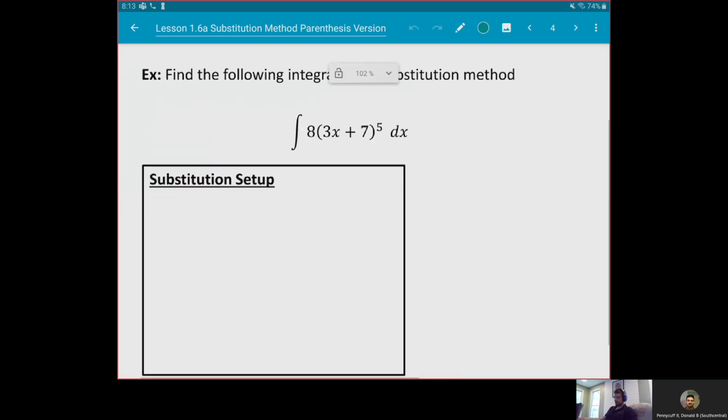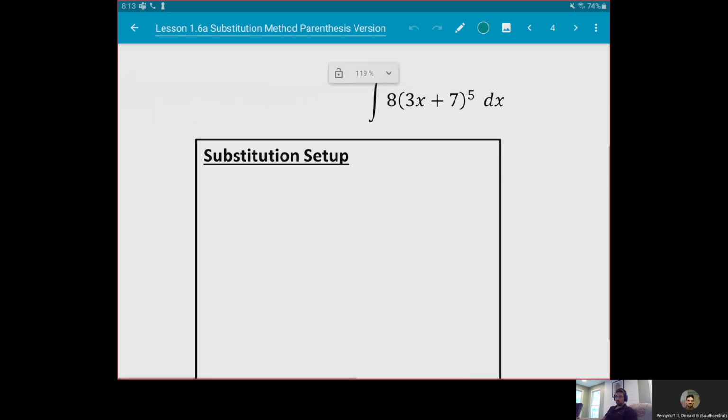All right, so let's look at this one right here. Now you could, if you wanted to, do FOIL method on this to the 5th power. I strongly and highly recommend you don't, but you could if you were in trouble and you did not know substitution method. The first thing I'm going to do is I'm going to take everything inside of the parenthesis.